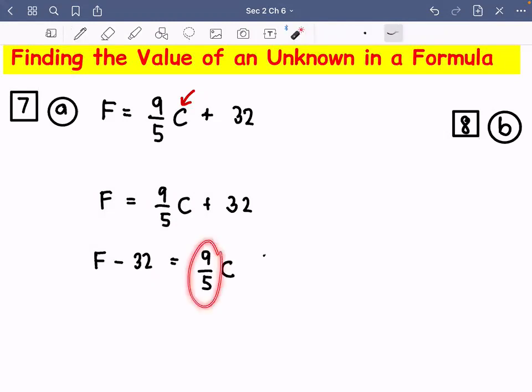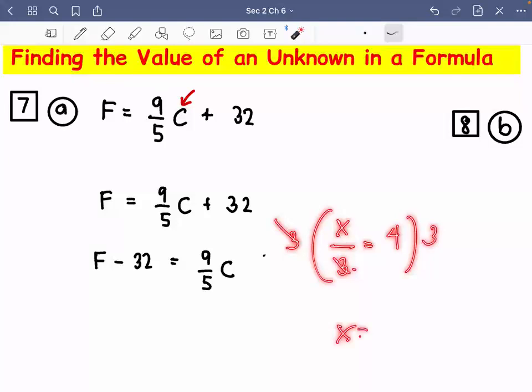Now, how do we get rid of 9 over 5? If we have fractions, it's the same as the question yesterday, when we have x over 3 equals, let's say, 4. How do we get rid of 3? We multiply it by 3. So x is equal to 12.